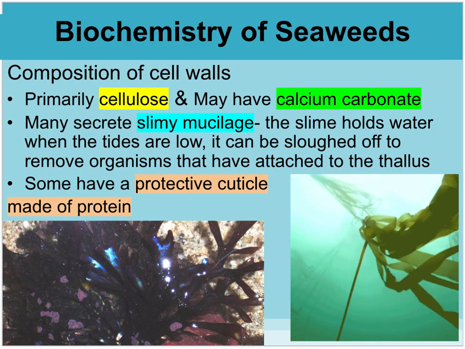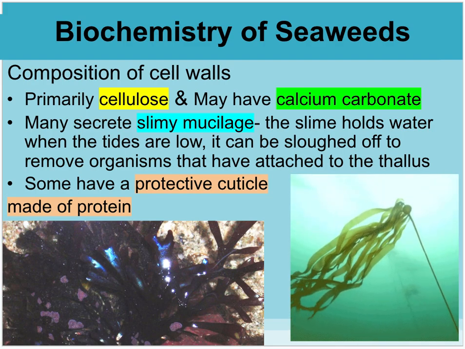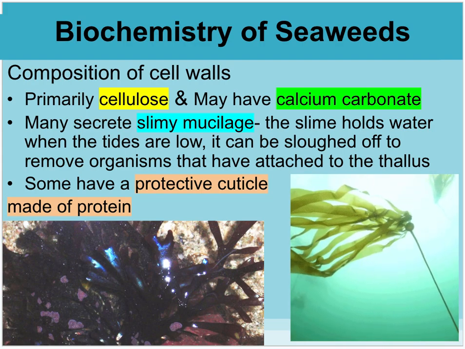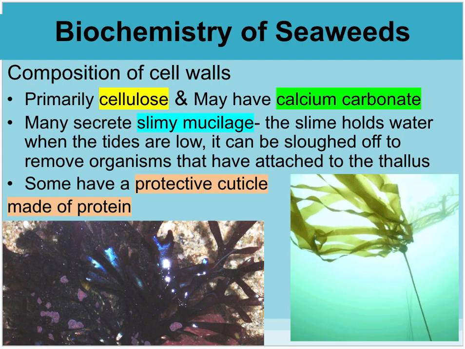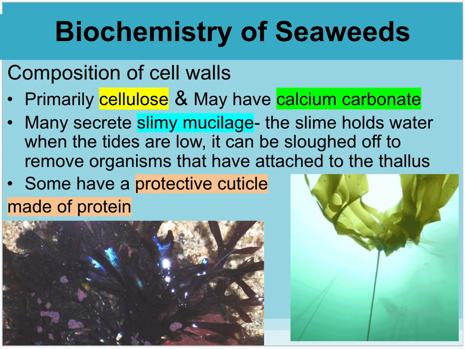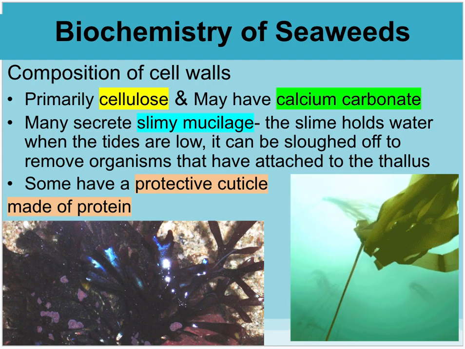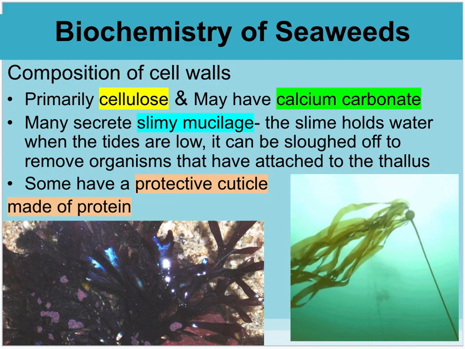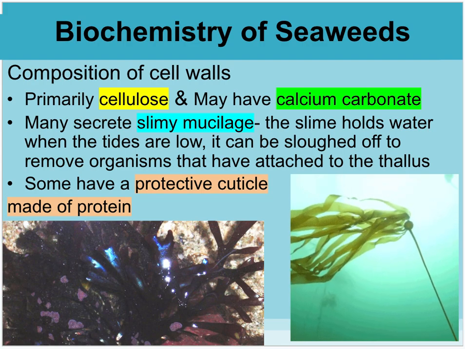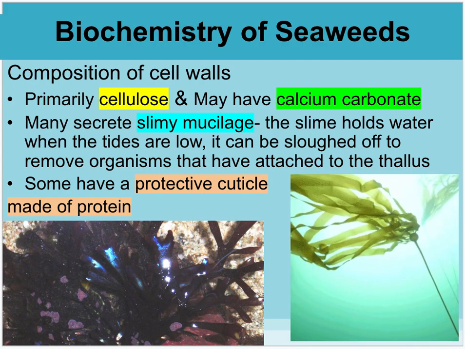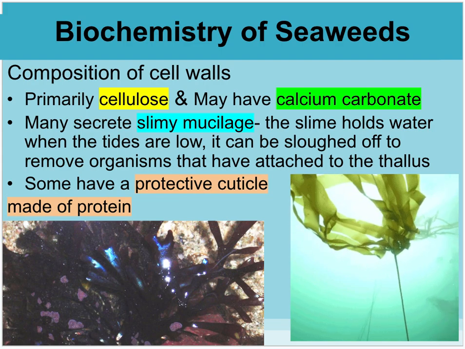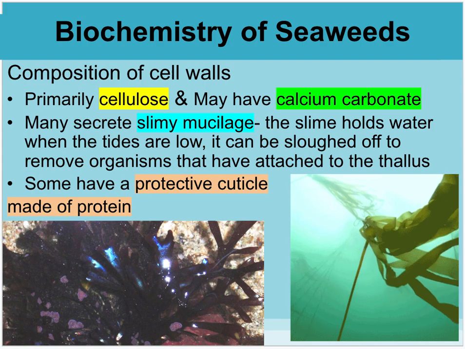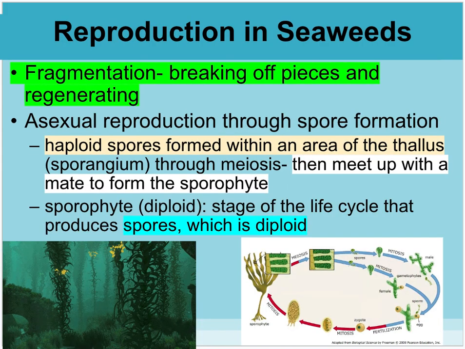Many actually, as a kind of multifaceted defense or life history, have a slimy mucilage on them. When the tides are really low, the sliminess holds water in so they can still have water, and if there's a bunch of critters trying to eat them, they can slough it off as a way to protect themselves. And some actually have a protective cuticle on the outside that is made of protein.